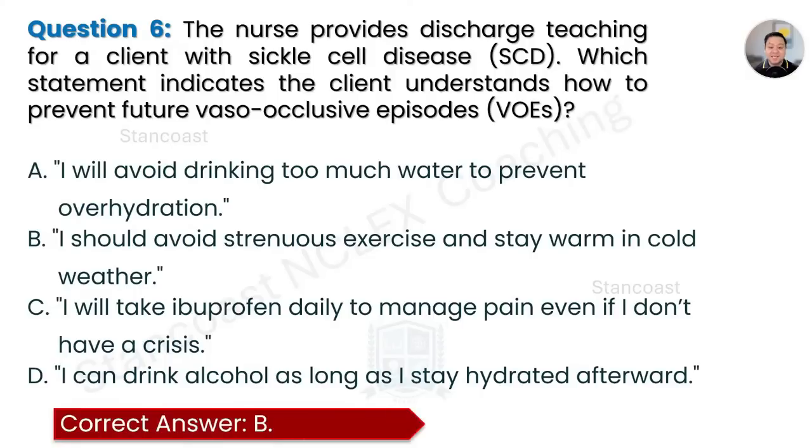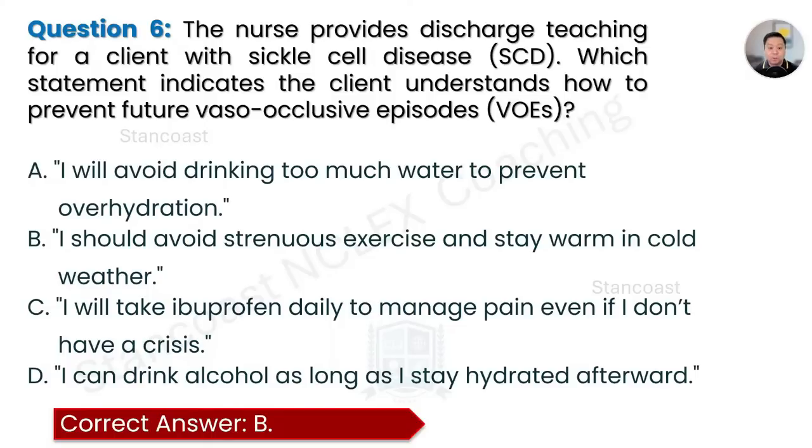The correct answer is letter B. Strenuous exercise can increase oxygen demand, it can worsen hypoxia, and cold weather can also lead to vasoconstriction. And so both of which are triggers for the vaso-occlusive episode. So avoiding these triggers is a critical preventative strategy for clients with sickle cell disease. And so we have letter A as one of the incorrect options here. This is a statement that reflects misunderstanding of sickle cell disease management.